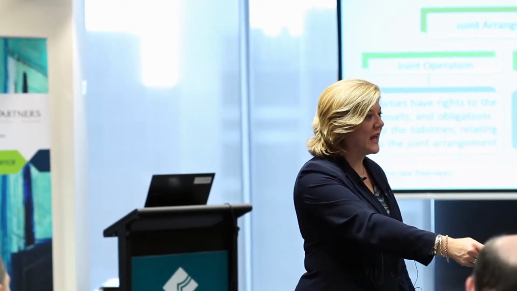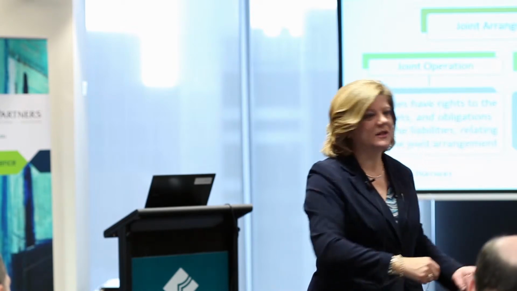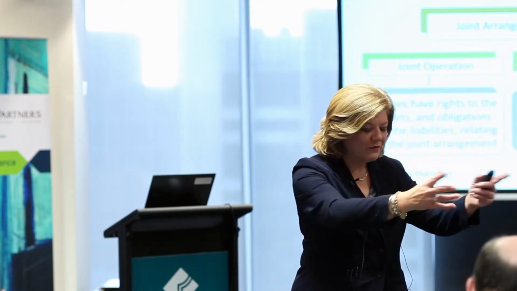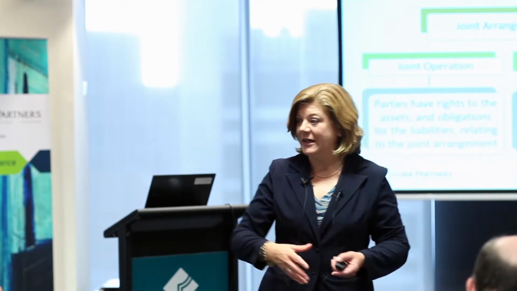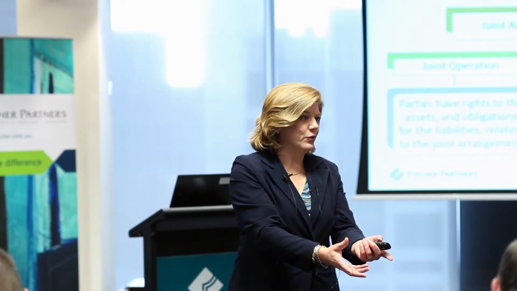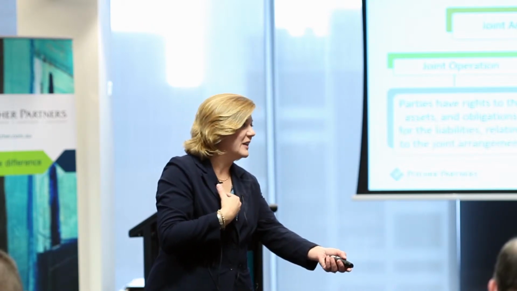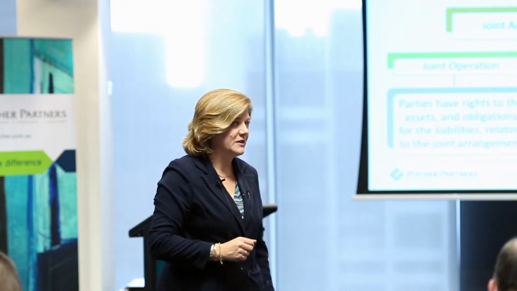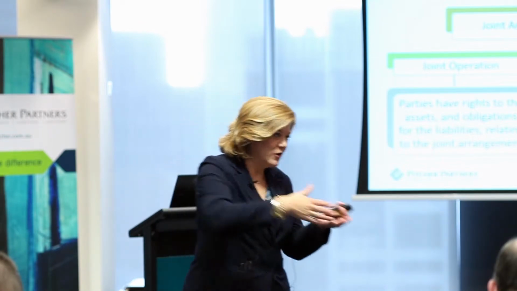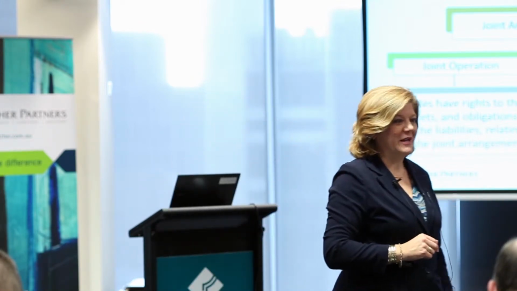Now, a joint operation would usually be where I'm still liable for certain liabilities, and I've got a right to certain assets. So I've put in my assets. If this new joint arrangement incurs liabilities, the joint arrangement is liable for those liabilities, but they could come to me as a joint operator as well to pay some of those liabilities. So there's kind of a look through to the joint operators.